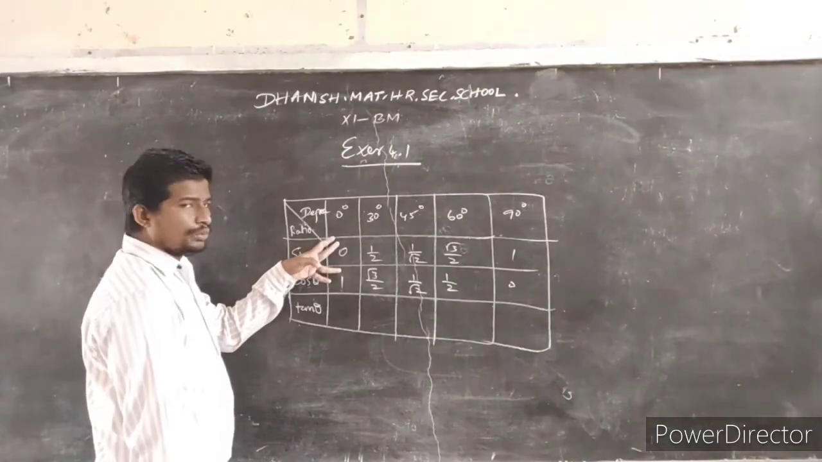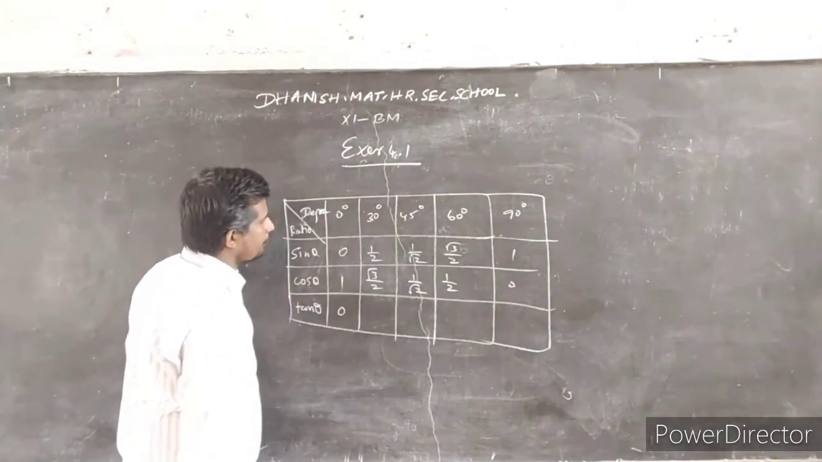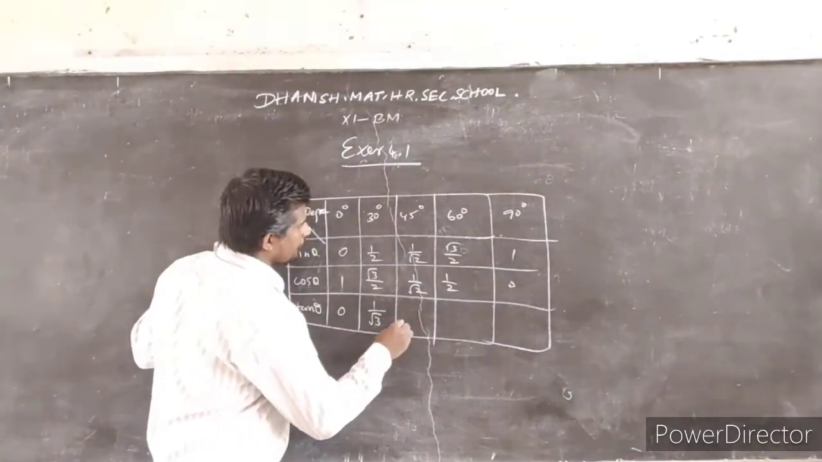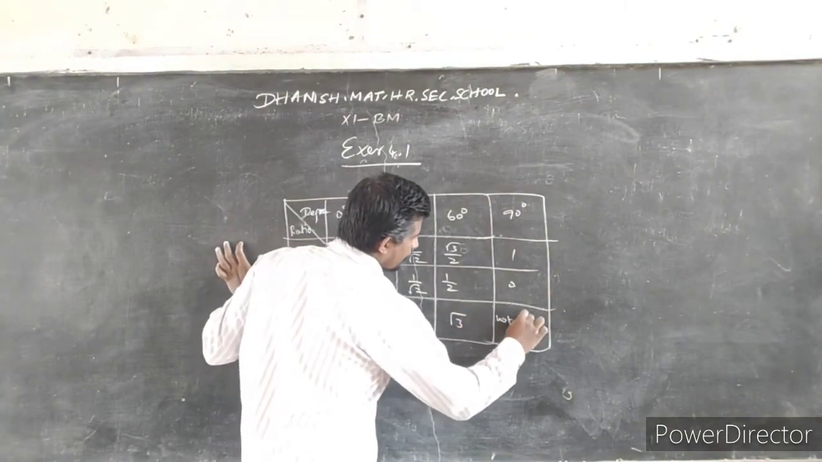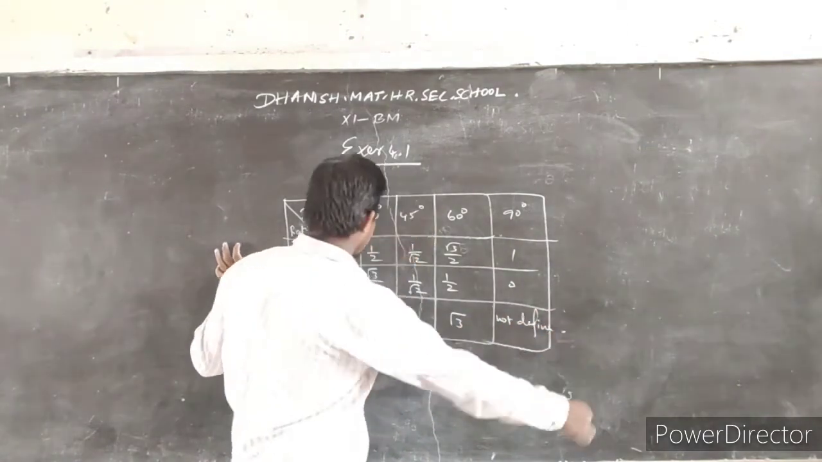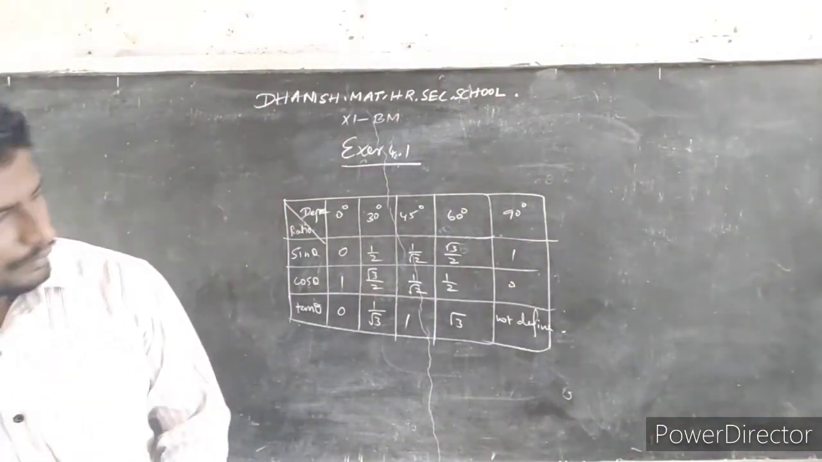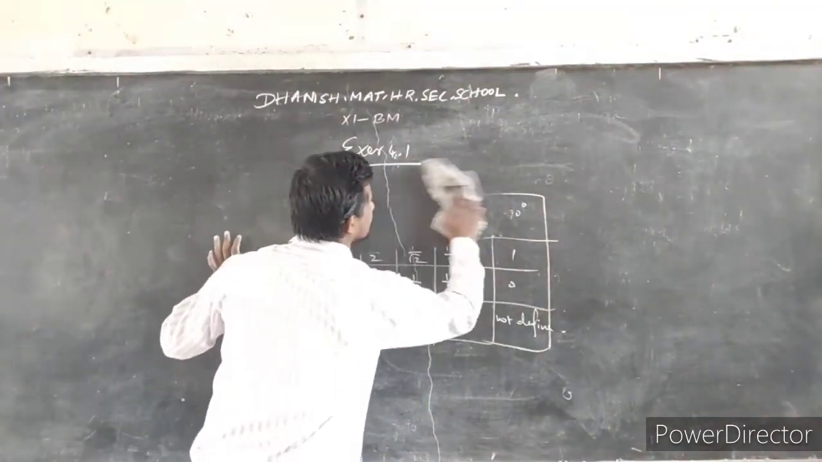If you divide these two, you will get the value of tan. 0, 1 by root 3, 1, root 3, not defined. Then if you know this, you can definitely do all the sums.